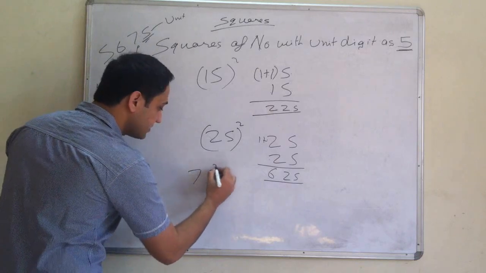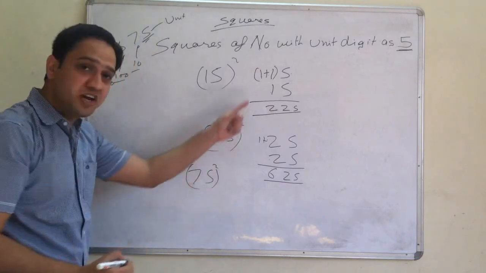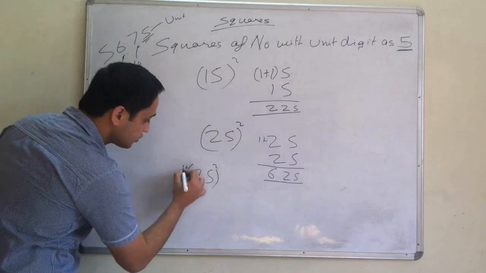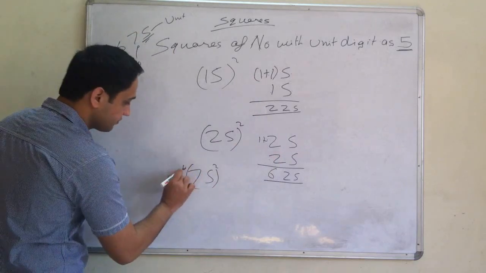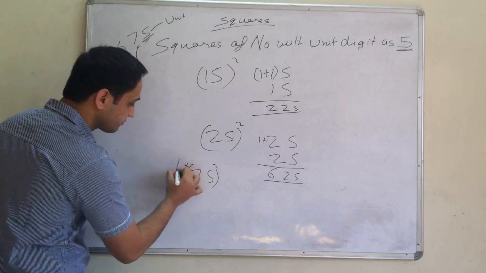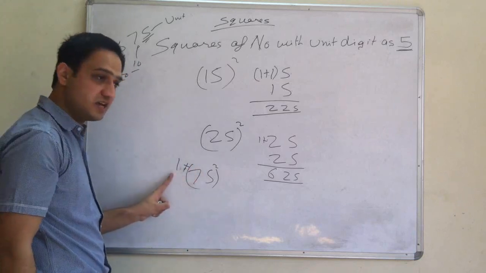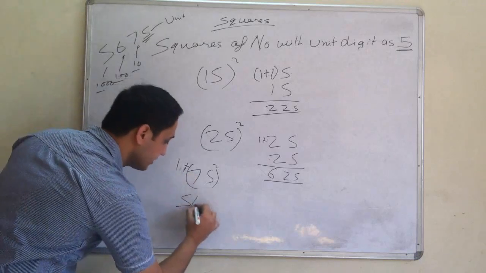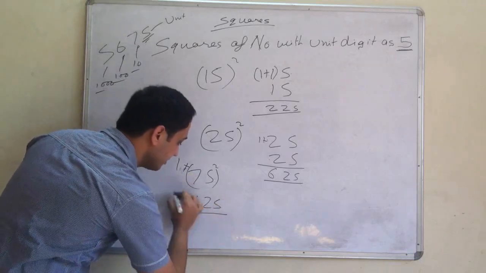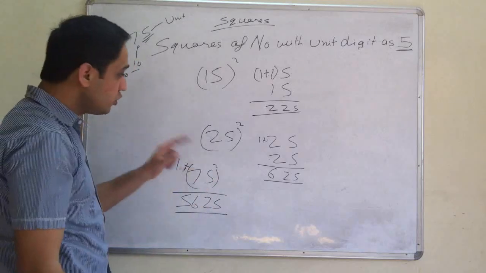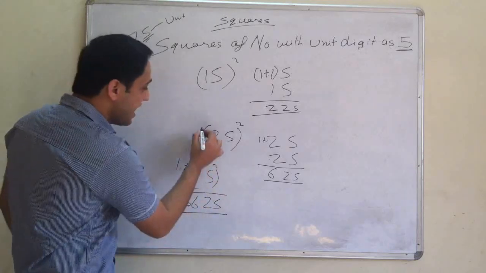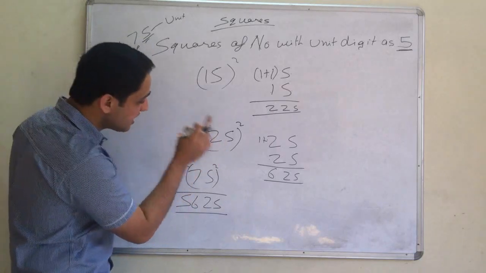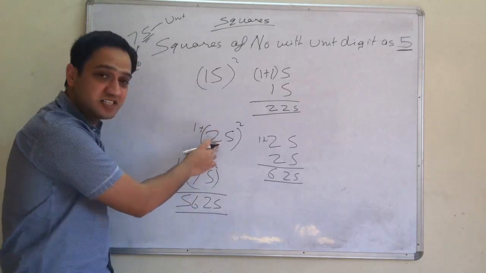So 75 square. Now there is no need to write all this. As you know, 7 plus 1 is 8. 8 multiplied with 7 is 56, and 25. This is your answer. What you have to do is add 1, then multiply that with the digit itself.